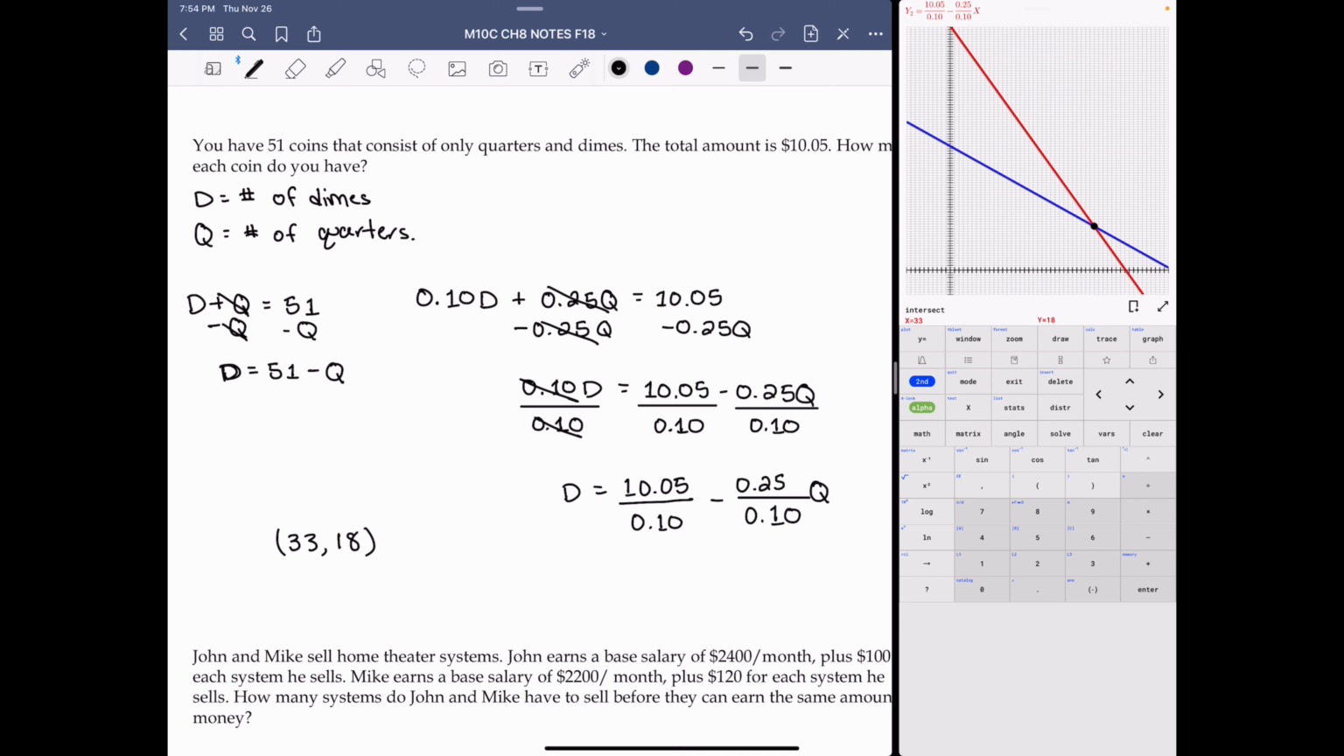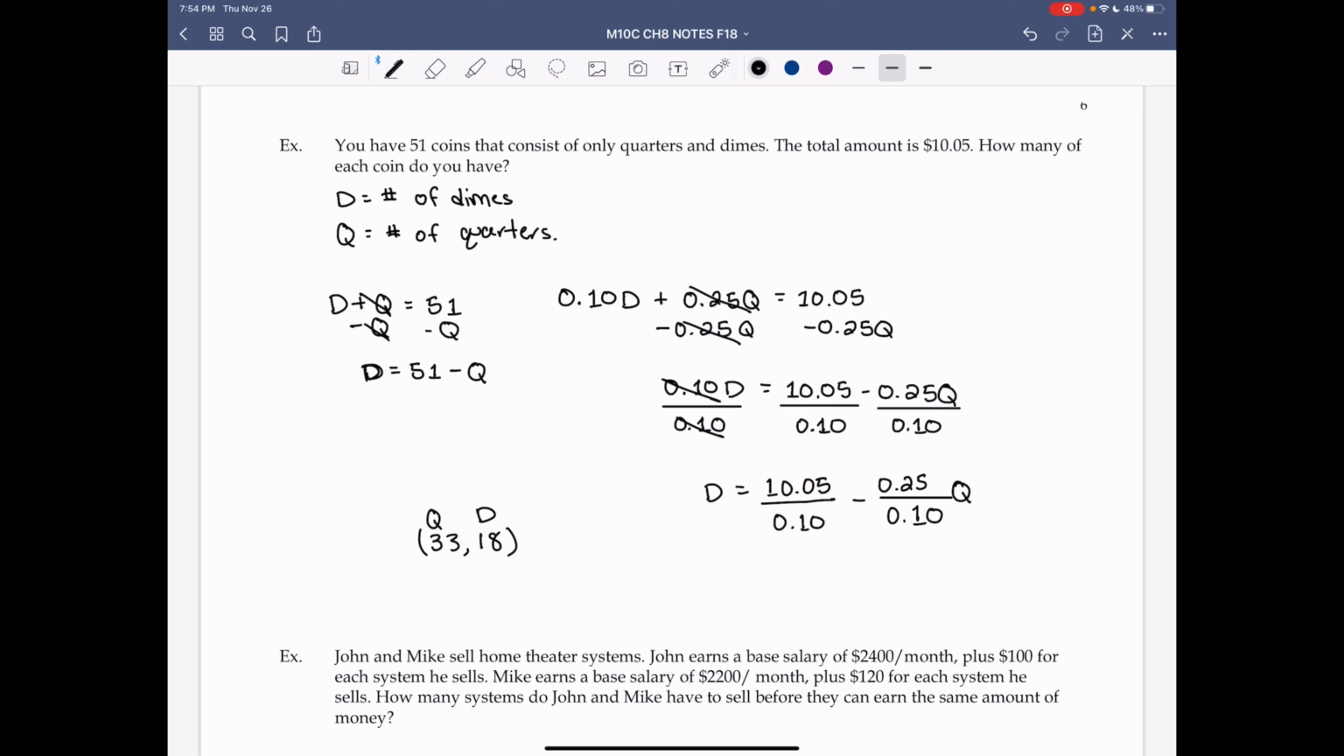Which value represents which variable in this question? We isolated D, which means that corresponds to our Y value. So D and then Q. And then the question was, how many of each coin do you have? So there are 33 quarters and 18 dimes.